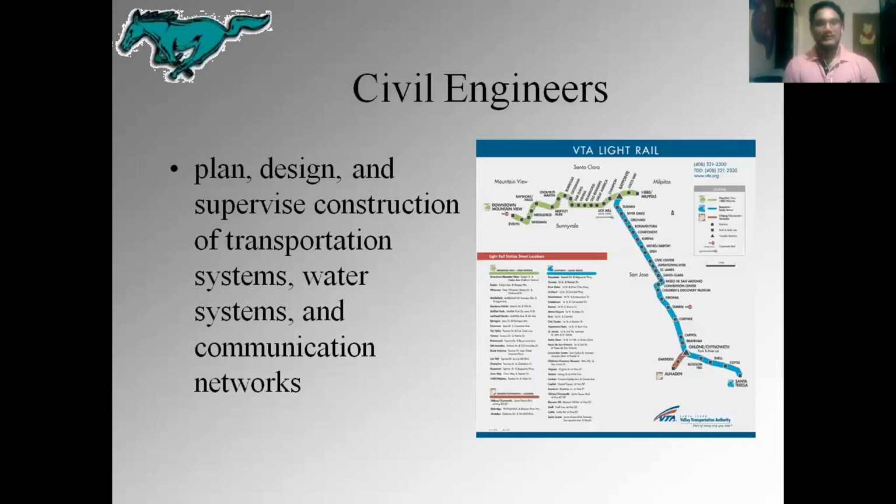Not only that, civil engineers usually do planning, design, and supervision of the construction of different transportation systems, water systems, and communication networks. This is the other part of the civil engineer who deals with these kinds of things.